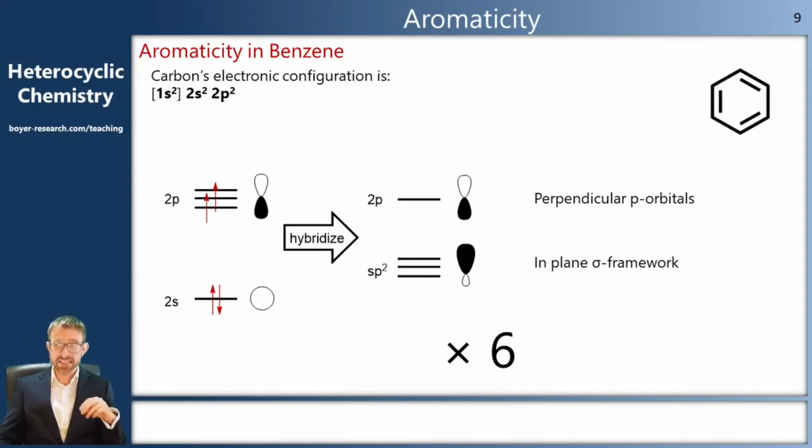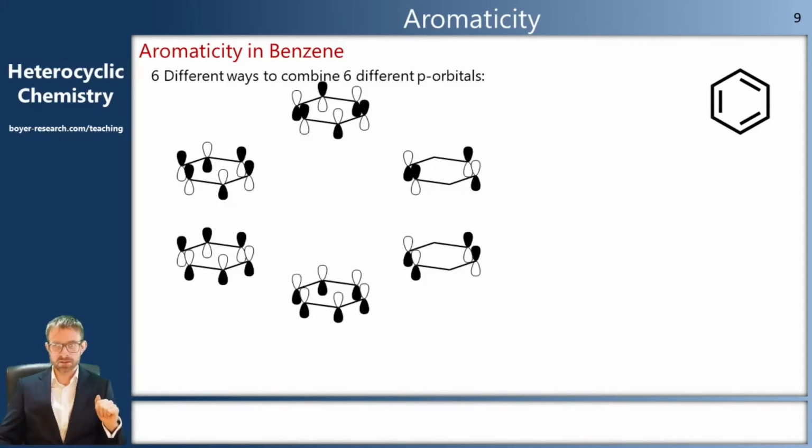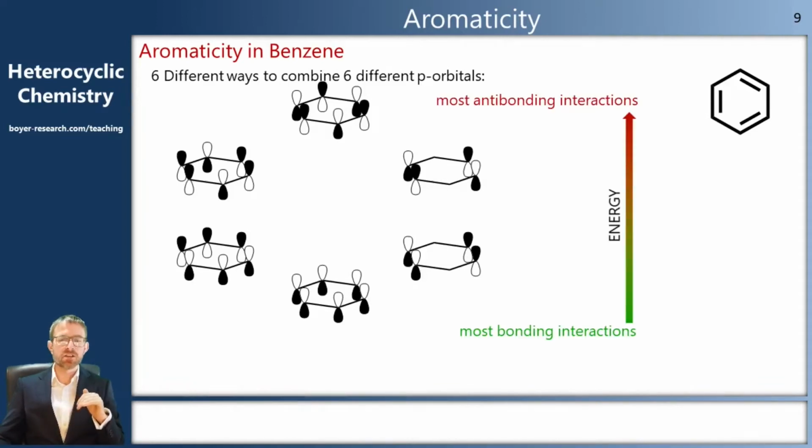Now, if we have 6 p orbitals, they can be combined in 6 different ways. If we rank these according to energy, so that the most bonding interactions, where all of the orbitals overlap with their neighbours, are at the bottom, and the most anti-bonding, where each of the orbitals is out of phase with its neighbour, at the top. Now if we fill these orbitals with 6 electrons, so 2 in each of the lowest energy ones, we end up with a stabilised aromatic system.